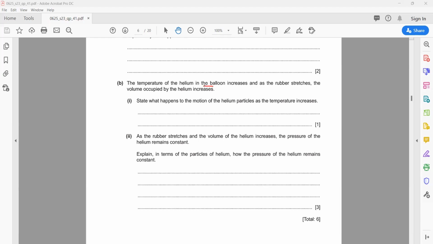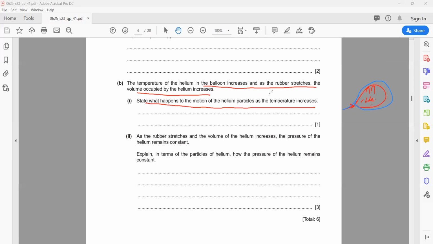After that, the temperature of the helium in the balloon increases as the rubber stretches. The volume occupied by the helium increases. They're saying that if you have helium gas inside the balloon and that gas becomes hot, it will apply a pressure on the balloon. As a result, you will find that the volume of the balloon will increase. Maybe the size becomes like this.